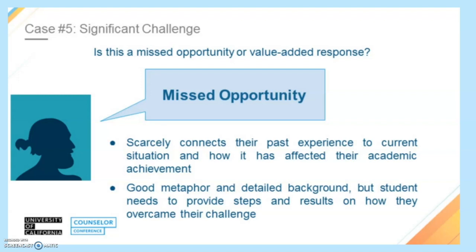UC admissions representatives are interested in the current context of the student, which may include an ongoing impact of an earlier event. More importantly, the student simply didn't answer the question fully, which asks about how the challenge impacted the student's academic journey and achievement. So this answer focused on an experience of the past, but didn't connect it to the present, which is what the UCs are concerned with. And it's not really focusing on how it connects to their academic achievement in fully answering the question.